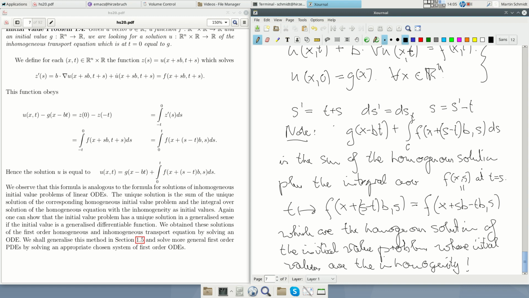So the general initial value problem with the inhomogeneity means we look for the homogeneous solution whose value at t equals s is this function. And this is exactly the formula which you know from ODE. This should remind you of the ODE theory. So in the same manner, we can solve the inhomogeneous equation.